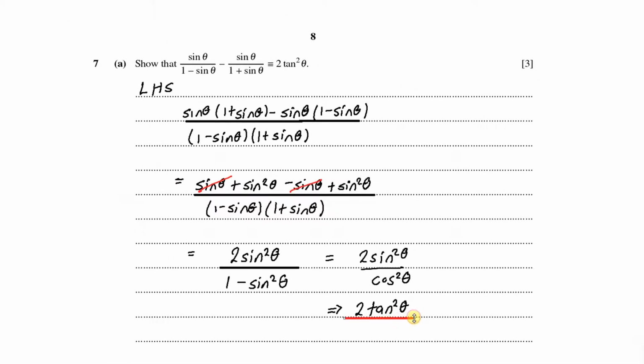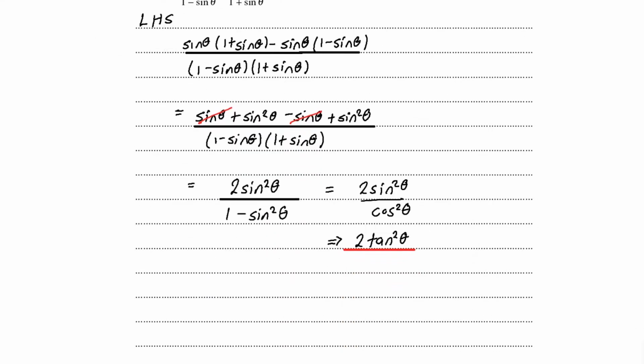So we have proved the identity because they wanted us to show that it comes out to 2 tan squared theta, and that's what we got. Let's go to part B.